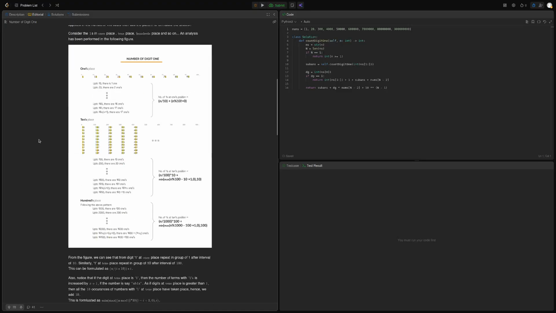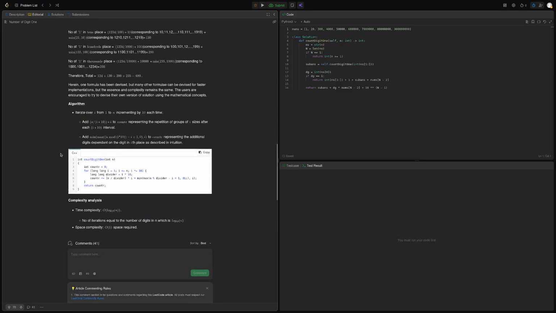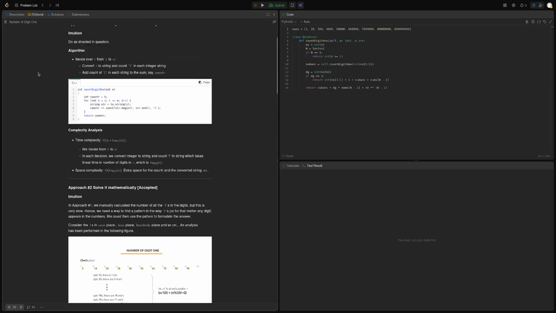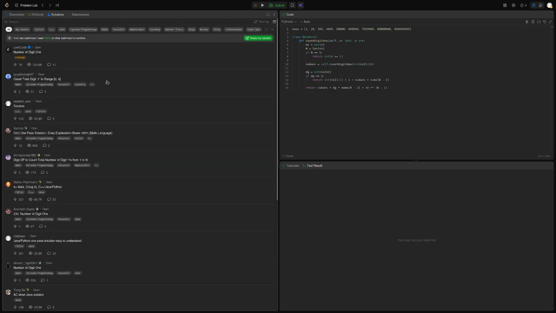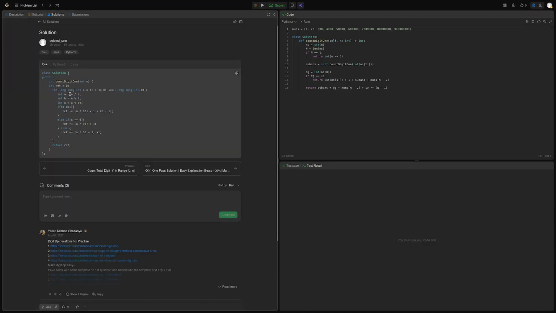Brute force. Okay, no one asked for that. Are you kidding? What is that? Ridiculous. Ridiculous. Holy shit. Okay, good one. Good one. Solution from deleted user. Oh, that's disgusting. Okay.